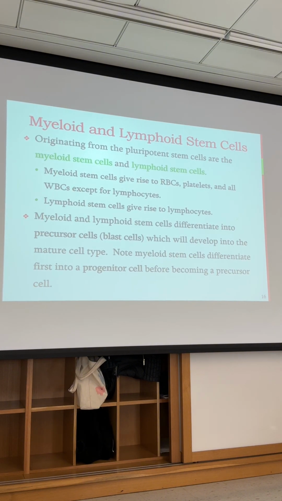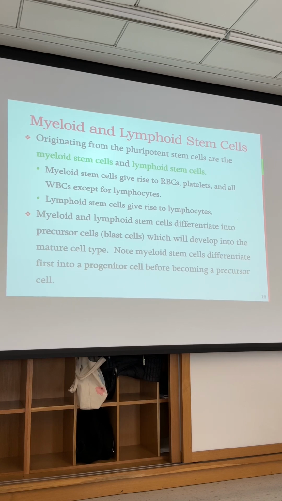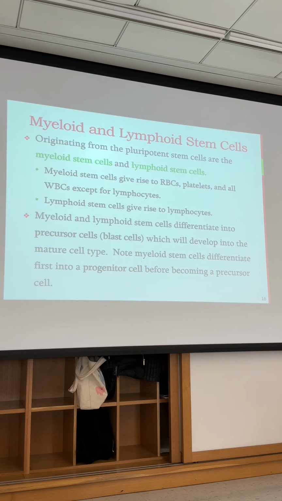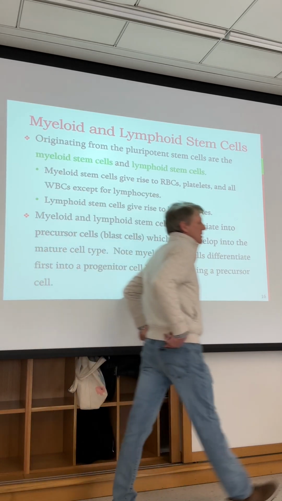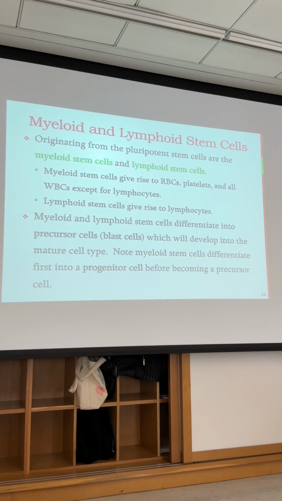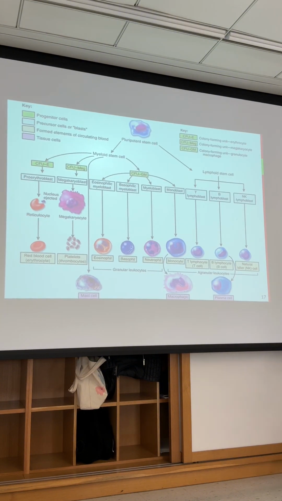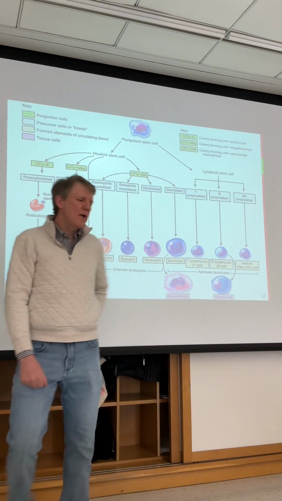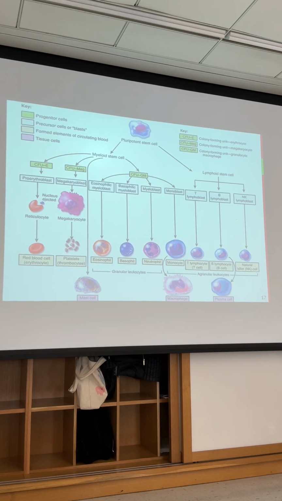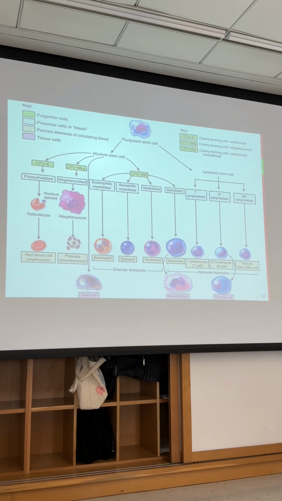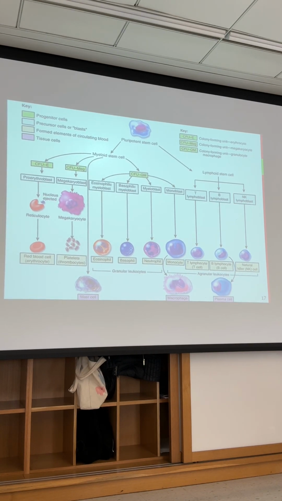Myeloid and stem cells. So I'm going to kind of skip this slide because this is basically explaining what's on the next slide. So let me just show you that picture. So up at the top is your great-great-grandmother blood cell. The pluripotent stem cell. By the way, what does the word pluripotent mean?